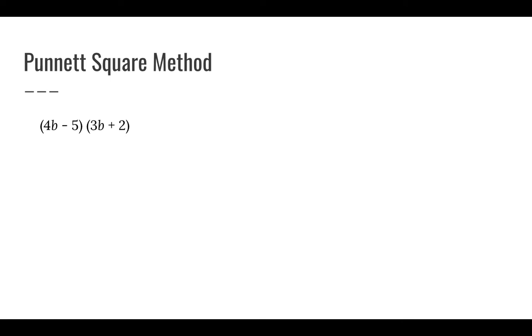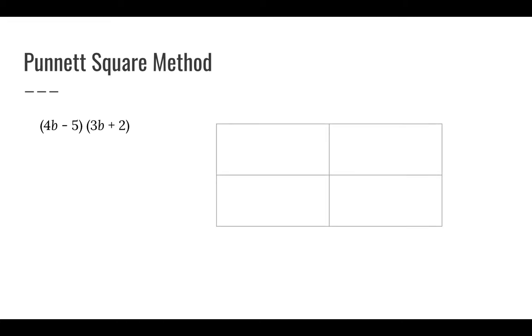There's another method that you could use to FOIL because some people don't like the arrows with the foiling, but we do like Punnett squares, and you probably have done a Punnett square in your biology class. What I do with the Punnett square is I take one of the parentheses and I write it on the top of the box, and I take the other parenthesis and I write it on the second box. And then I go through and I multiply each possibility.